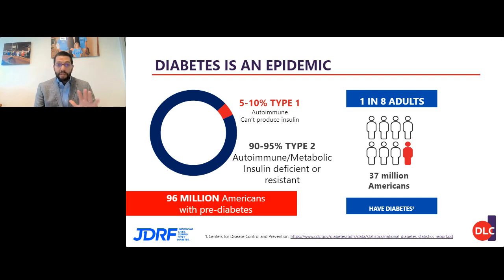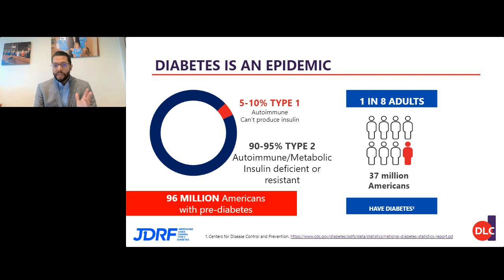As many of you probably know, diabetes is an epidemic. 1 in 8 adults, 37 million Americans, are living with diabetes today. Nearly 100 million, 96 million Americans, have prediabetes, so those at risk of developing type 2 diabetes.